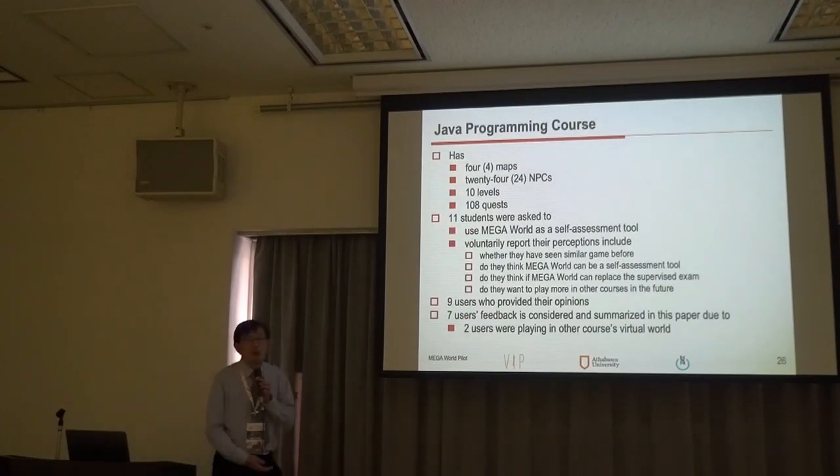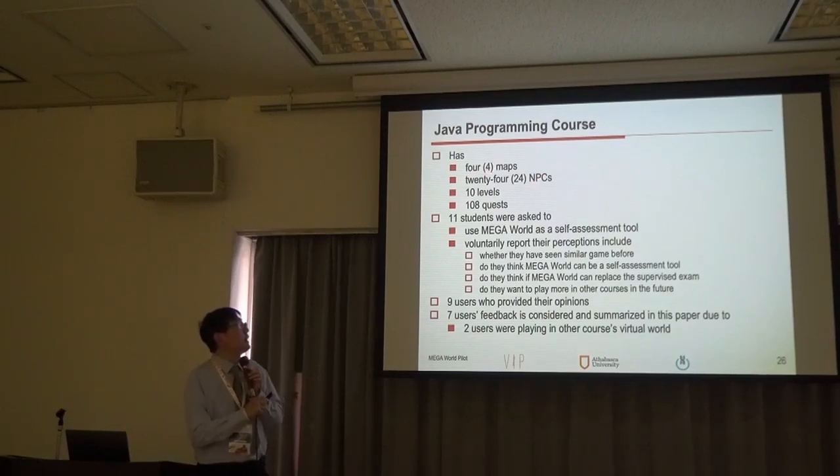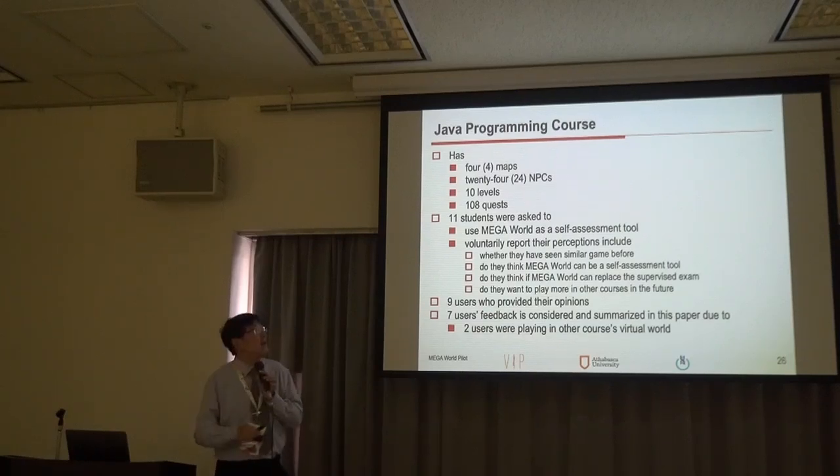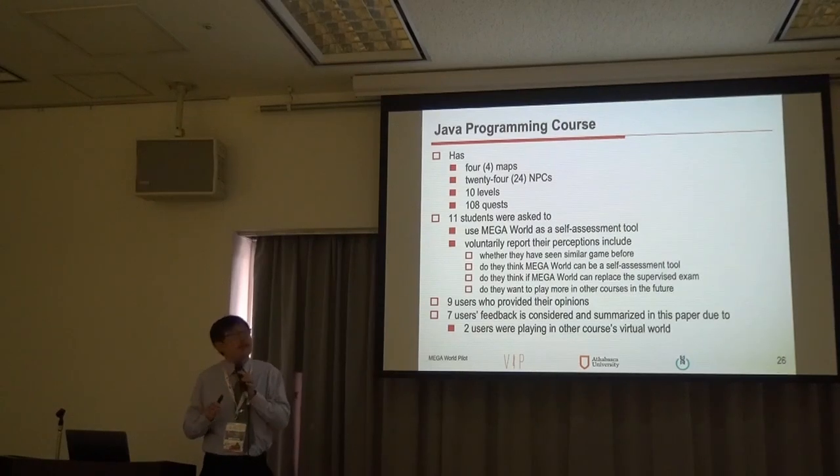For the Java programming course, we have four maps and 24 NPCs. We have 10 levels in which we have 108 quests. Which means if students want to use this virtual world to learn Java programming, they can complete 108 quests within the 10 levels, and they will travel among the four maps.